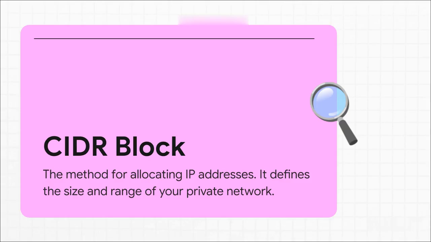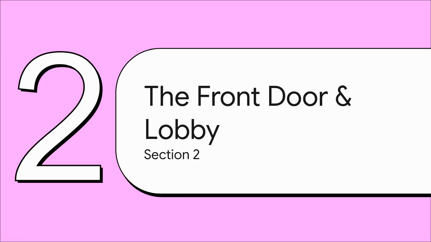Choosing a CIDR block like 10.0.0.0/16 gives you, get this, over 65,000 IP addresses. That is plenty of room to build and grow. Getting this right at the very beginning is so important because you really don't want to run out of space later on. All right, we've claimed our land.